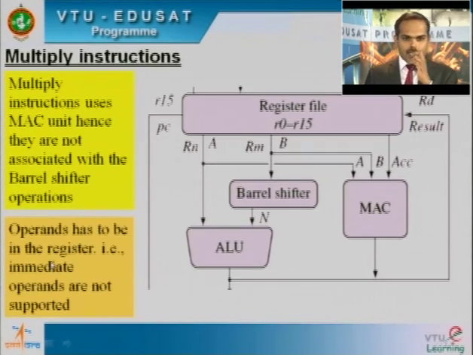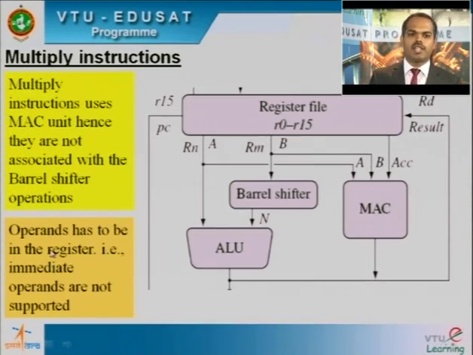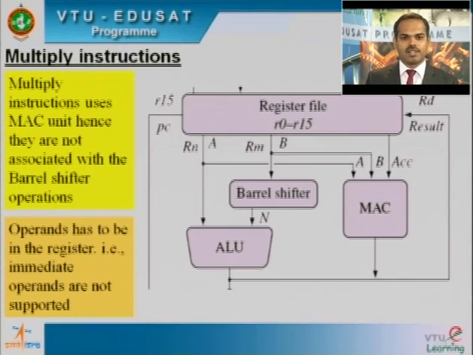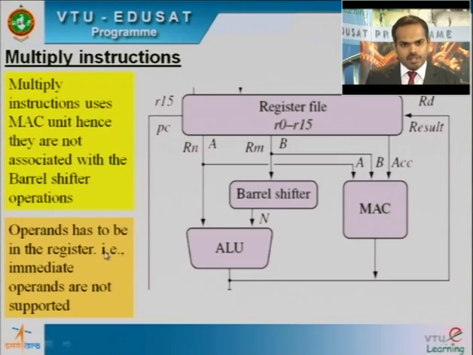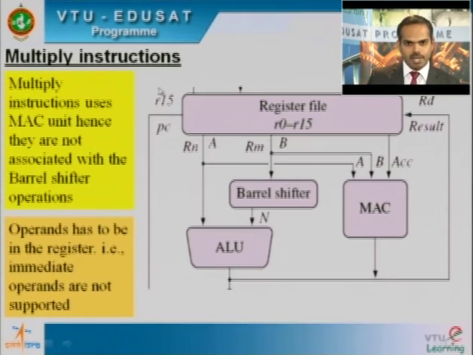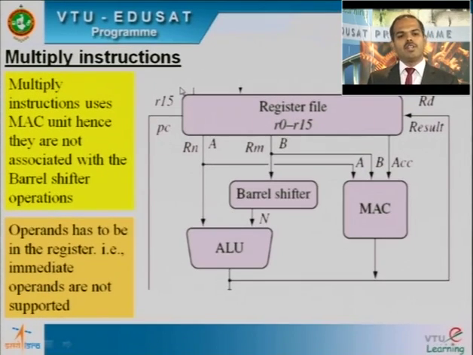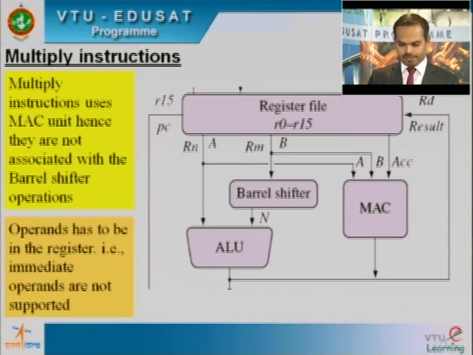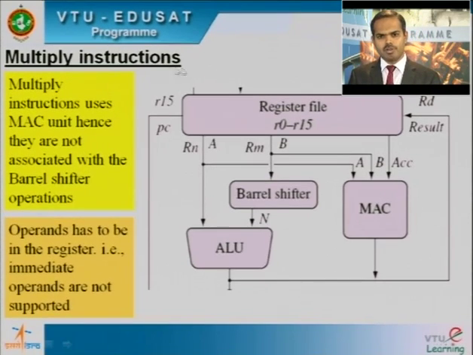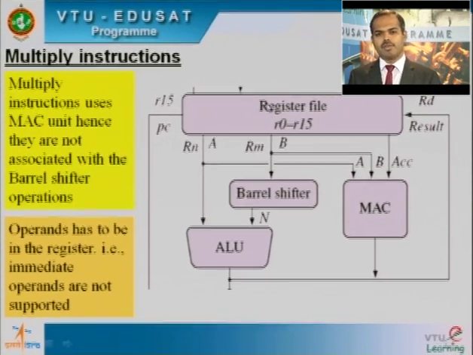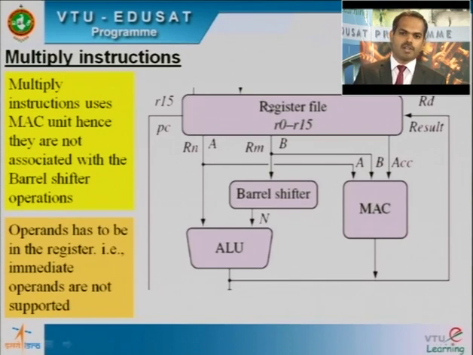The second point says the operands have to be in registers. Whatever operands we use for the multiply instruction have to be in registers. What is the meaning of this? Immediate operands are not accepted. In all the previous examples, immediate operands were accepted, but in multiply instructions, immediate operands are not accepted. So whatever value we want to multiply has to be in one of the registers.